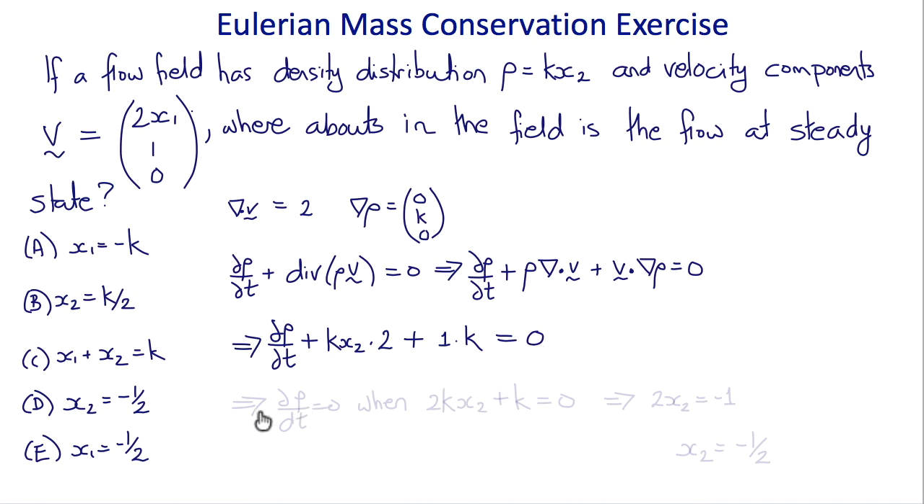Now the problem is at steady state when ∂ρ/∂t is equal to 0, which will mean that 2 times k x2 plus k is equal to 0, which gives us that 2x2 is equal to minus 1, or x2 equals minus 1/2, which was choice D.